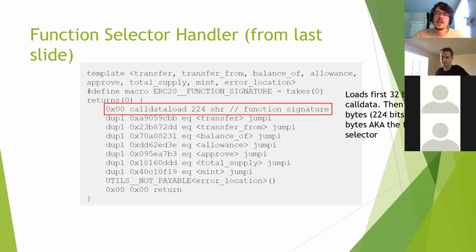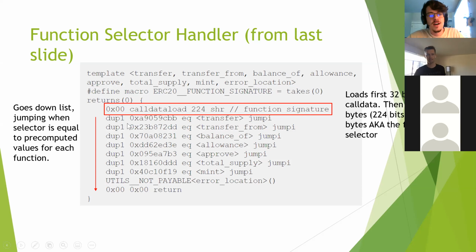So now our stack only has the function signature on it, and then on each line we duplicate it once, and then these are literals that are pushed to the stack. So we're duplicating it, and then we push a literal with these values, and then we compare them. And then if they are equal, we jump to the correct destination accordingly.